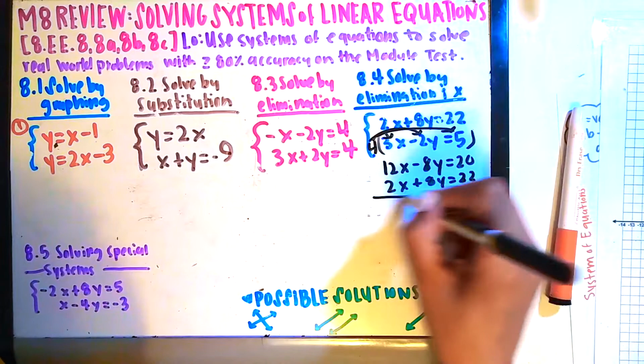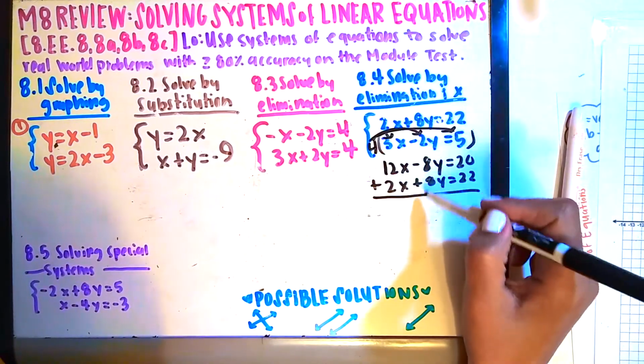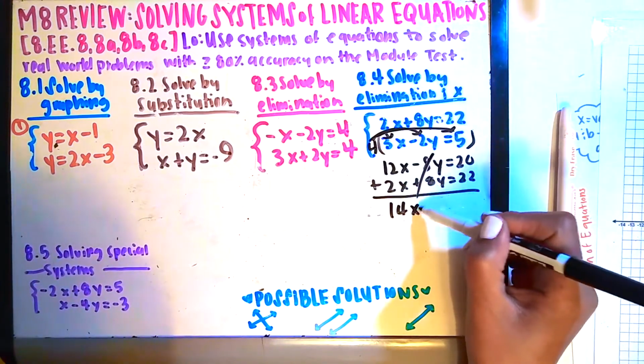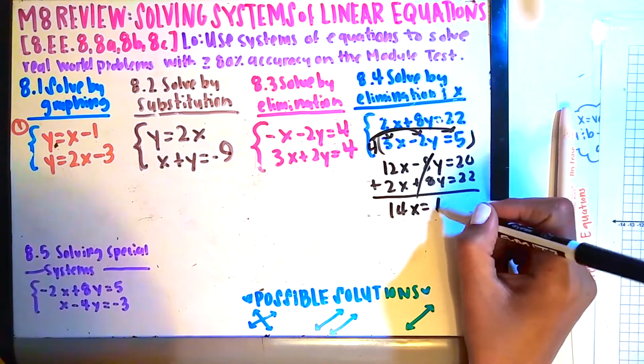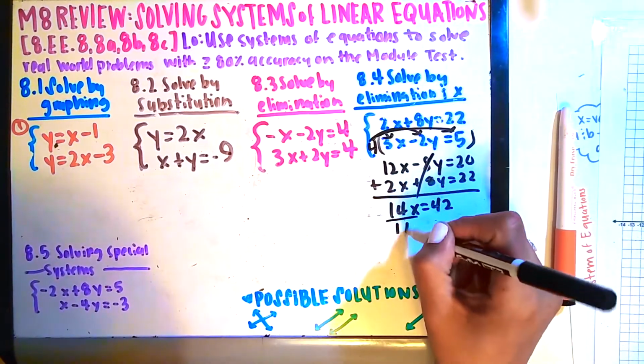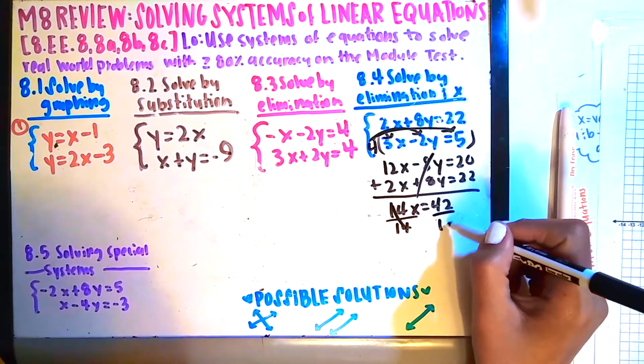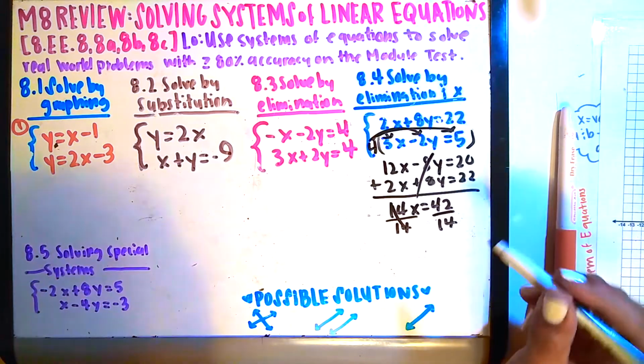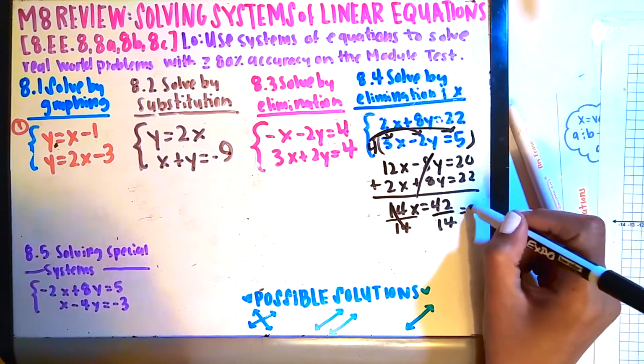So then I can do addition, right? I can add them because this is going to cancel out. So 12x plus 2x, that will be 14x. And then over here I have 42. Then I divide by 14, and that will give me 3. So x equals 3.